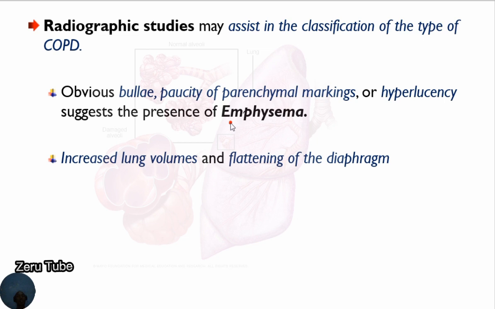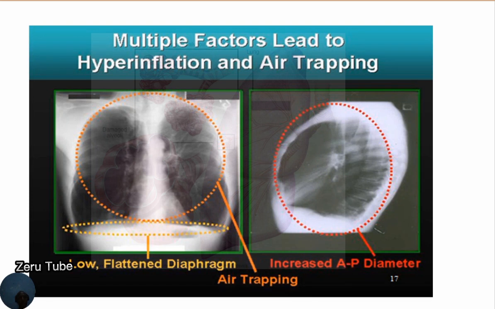Emphysema of COPD. Emphysema is one type of COPD. Increased lung volume and flattening of the diaphragm are the other radiological signs of COPD. Multiple factors lead to hyperinflation.